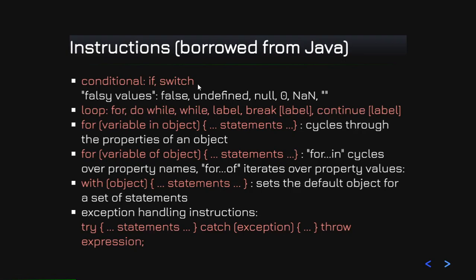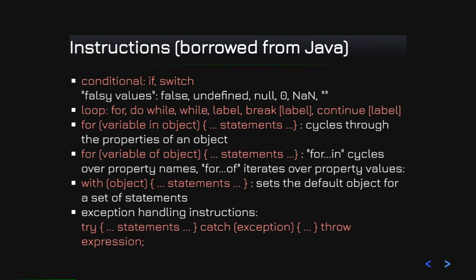The instructions are the ones we have in Java. So we have conditional instructions, that is if or switch. As I've already told you, we can have different values in the condition of if or switch, not necessarily Boolean values, because everything is converted to Boolean in that context. So we have the falsy values: the usual false, but also undefined is converted to false, null is converted to false, 0 to false, not a number to false, empty string to false.